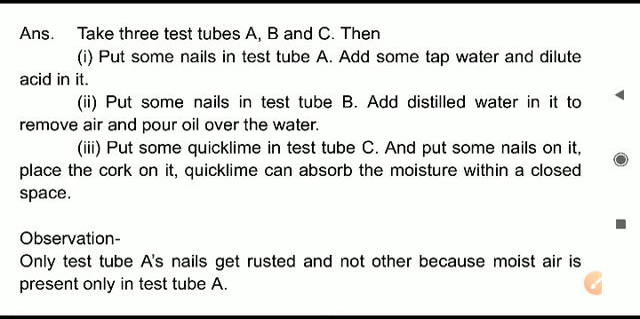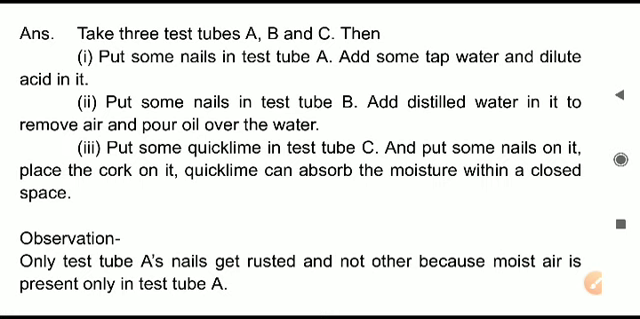On boiling, what will happen? Air will be removed, and then we will pour oil over the water so that the air cannot enter that water again. Third point, put some quicklime in test tube C and some nails, place a cork so that quicklime can absorb the moisture within a closed space. So 3 test tubes we have taken.